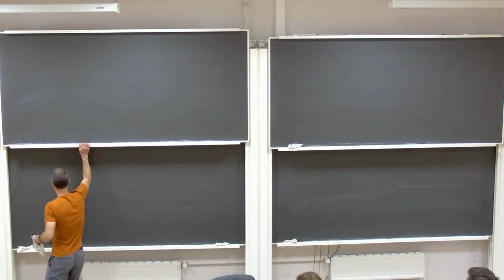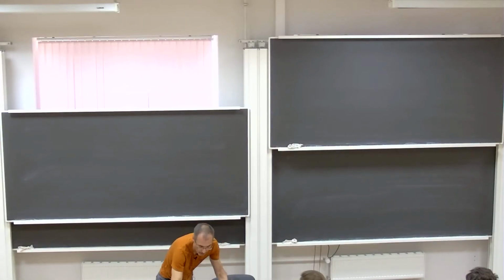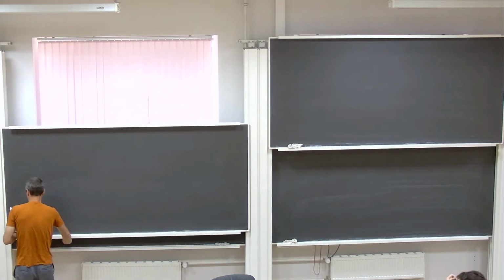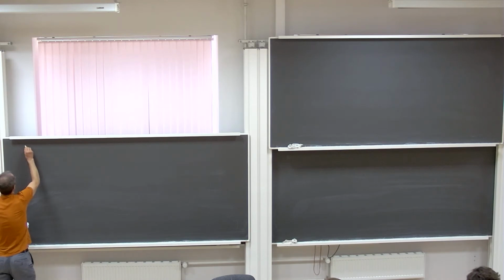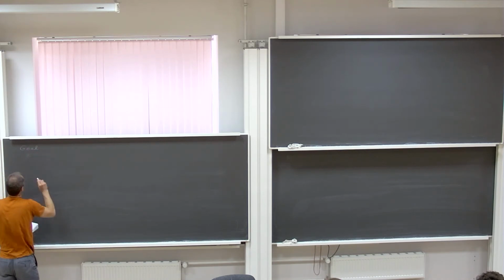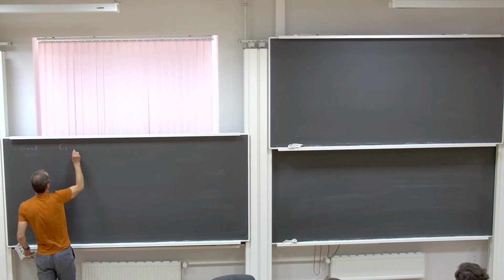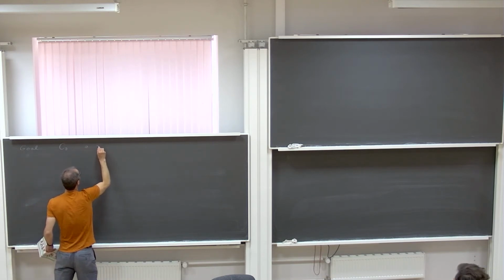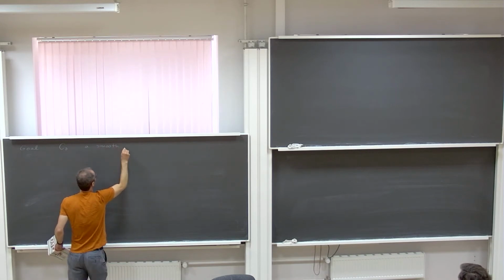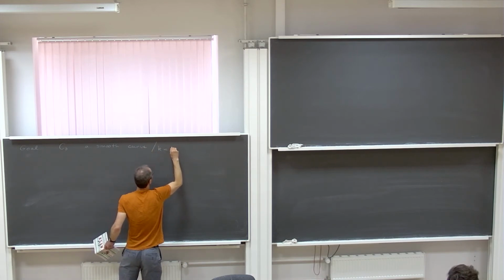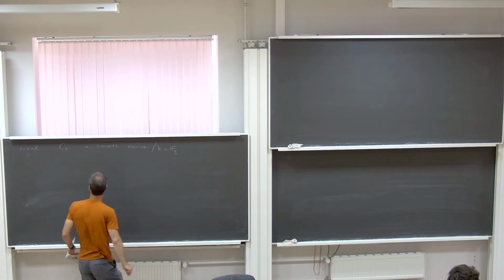Good. So our goal today is to prove the Lefschetz formula. And last time we reduced the general case to the case of curves. So C0 will be a smooth curve over a field K, which is a finite field.